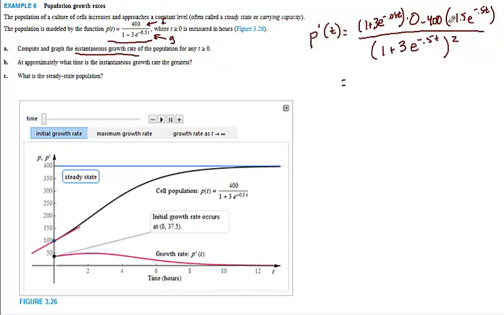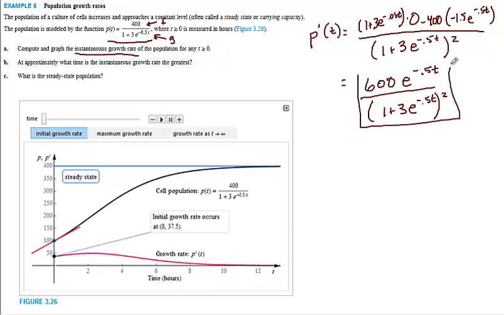Multiplying this out, I would get positive 600 e to the minus 0.5t all over 1 plus 3e to the minus 0.5t quantity squared. There is my formula for the instantaneous growth rate, which they didn't write on here, but it's graphed in red right there, or in pink, whatever you want to call it. The population is graphed here. I noticed that its highest value, let's see, looks like it's occurring somewhere in here.